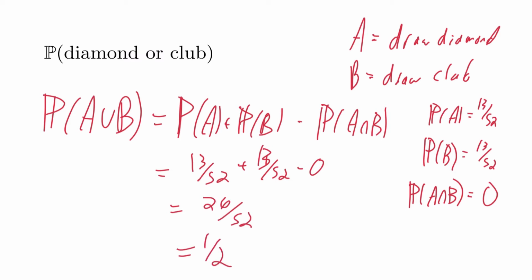But this makes sense. I've essentially said there are 4 suits in the deck, all equally likely. What's the probability I draw 2 of them? I gave you 2 choices. What's the probability you get 1 of those? Well, 2 out of 4 is 1/2.